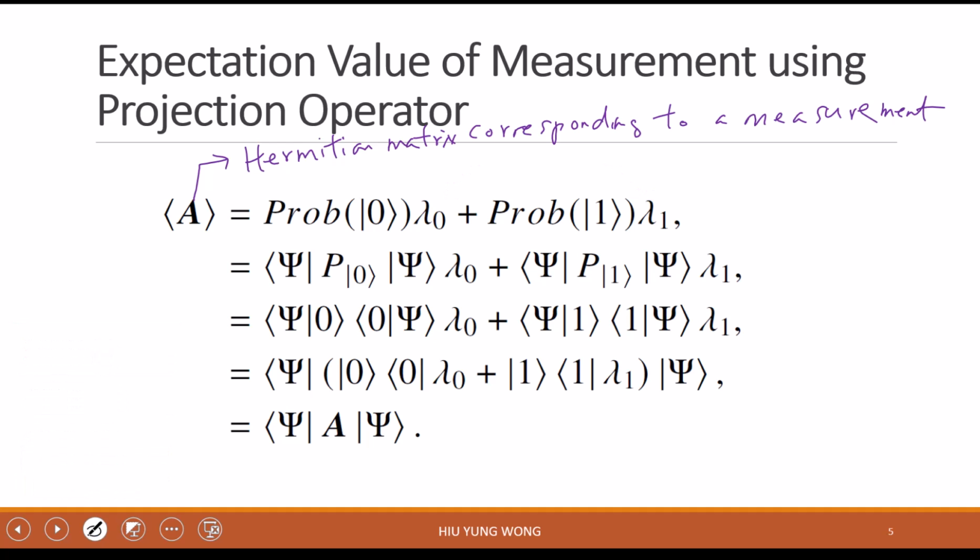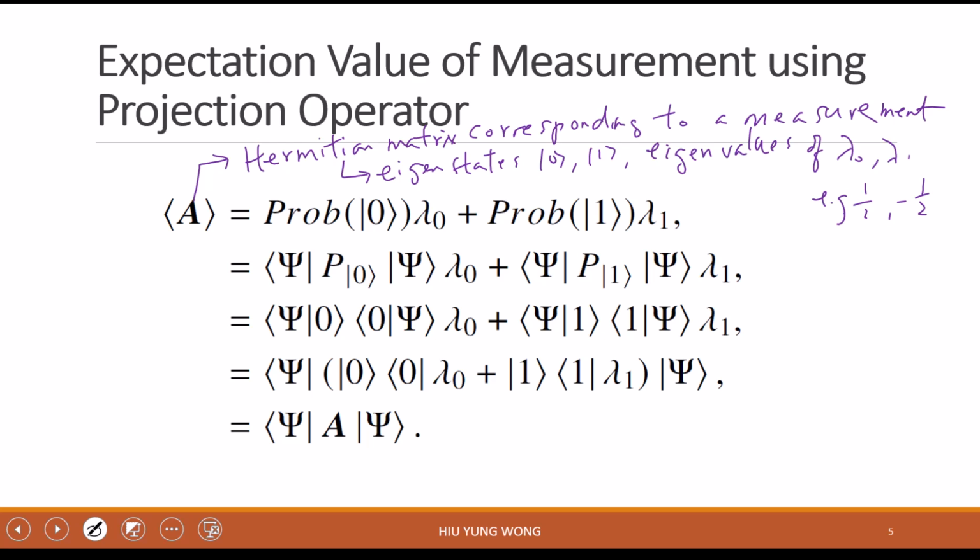It has the eigenstates of 0 and 1, for example. And it has the eigenvalues of lambda 0 and lambda 1, which can be, for example, 1/2 and negative 1/2.